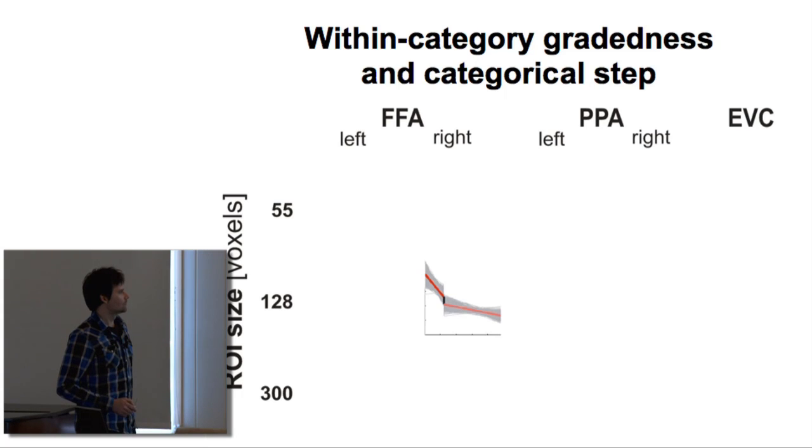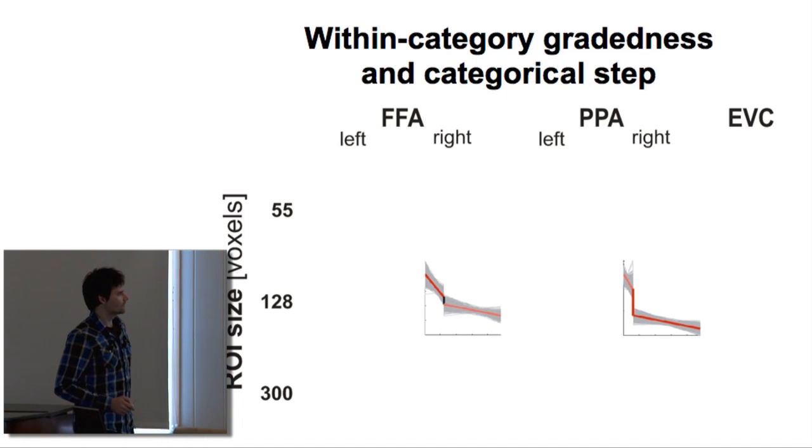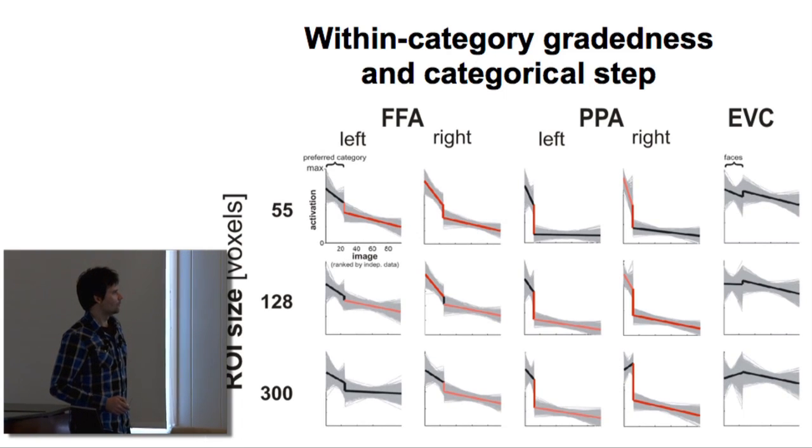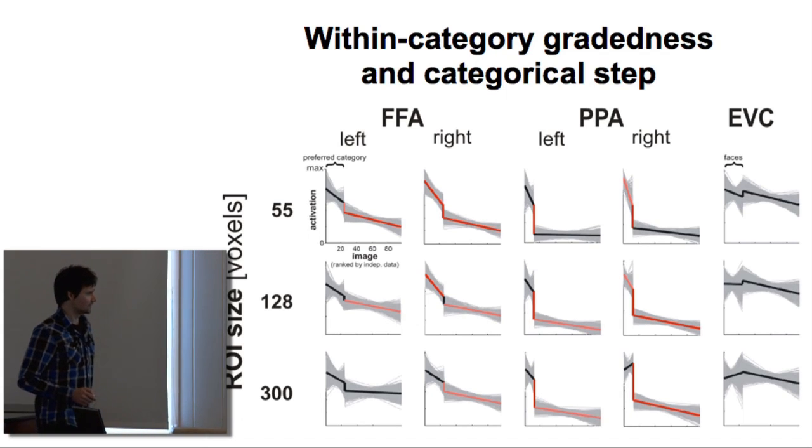So this is the one that I've shown you. Let's place that in a little more context. This was right FFA. For right PPA, we get this very strong step here, which is highly significant. For early visual cortex, we get nothing significant at all. And we look in context across a wide range of ROI sizes.